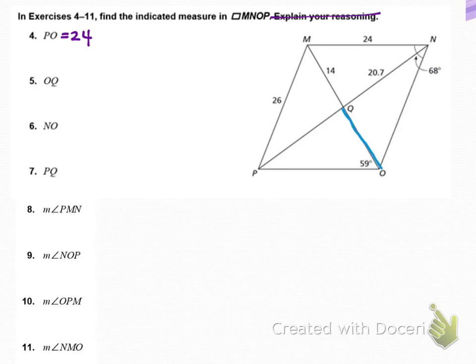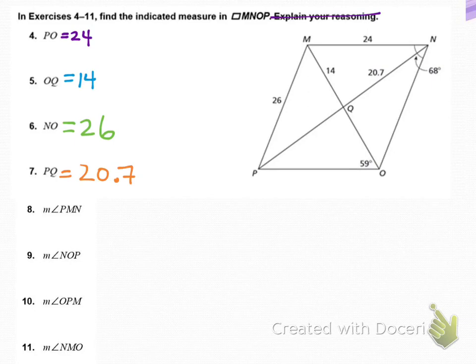All right, then we've got OQ. OQ, is it a side, an angle, or a diagonal? It is a diagonal. So it is going to be 14. It's going to be congruent to MQ. So that reason you would say diagonals bisect each other if you were writing the reasons. The length of NO, is it a side, an angle, or a diagonal? It's a side. It's congruent to the side opposite, so it is 26. All right, PQ, is it a side, an angle, or a diagonal? Diagonal, so it is 20.7. Good.